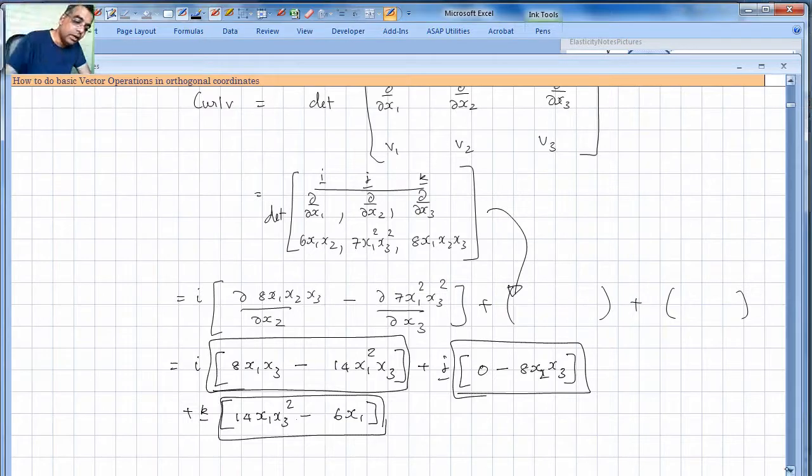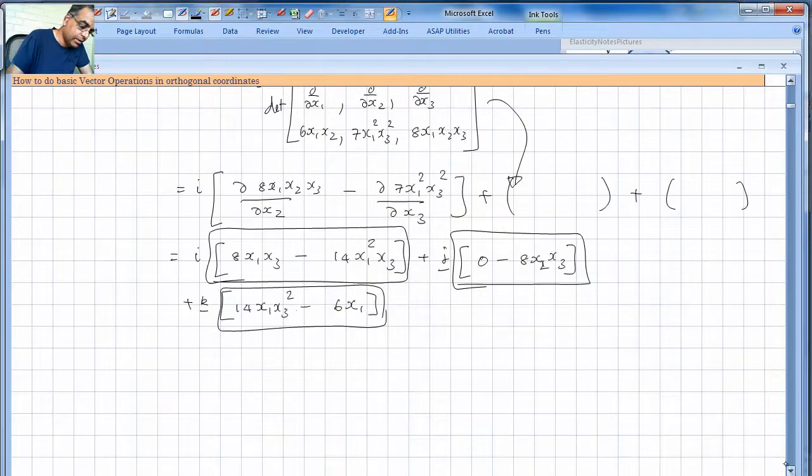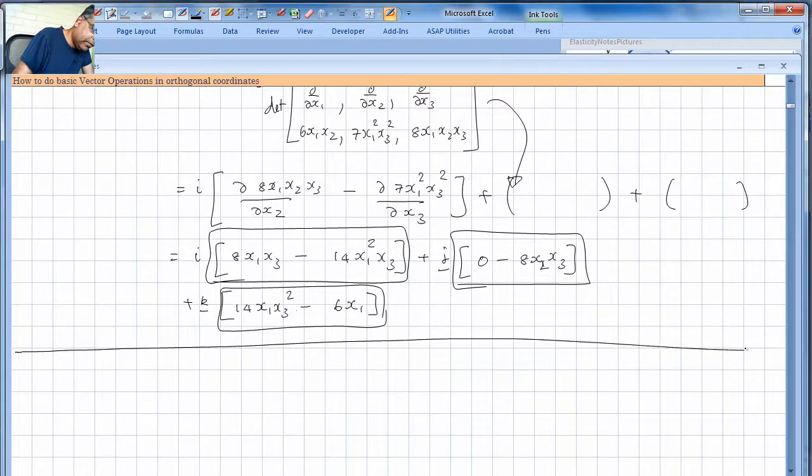Okay, very good. Last up is gradient of a vector.